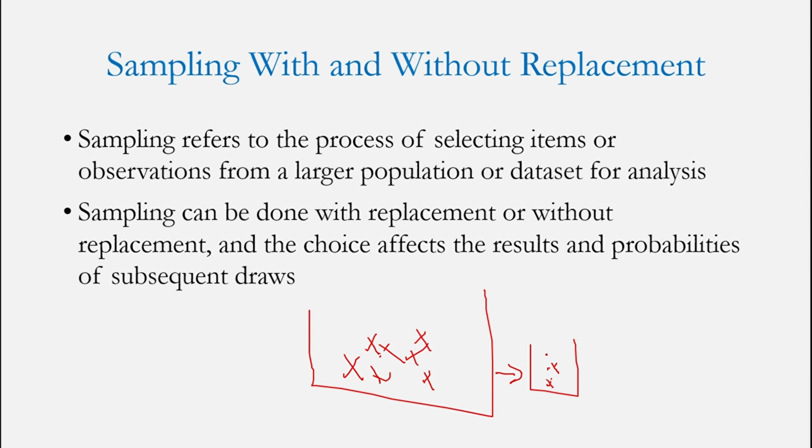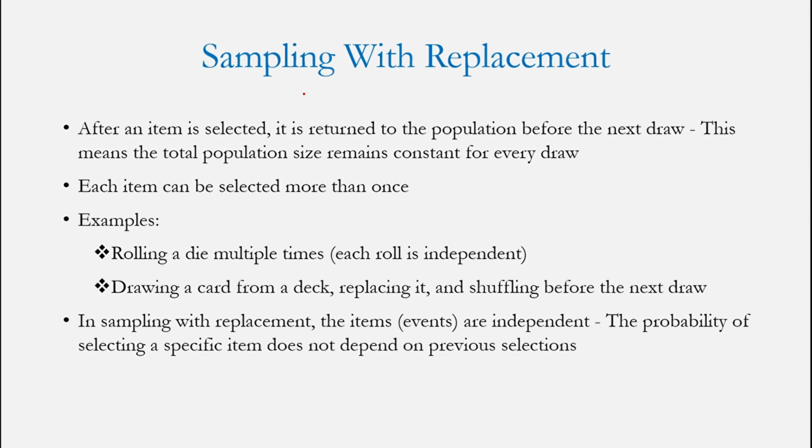So let's see in detail how we define it. When we're doing it with replacement, the item is returned to the population before the next draw, meaning that the total population size remains constant for every draw. An example is when you are rolling a die multiple times. Each time you roll, the choices remain the same. Even though you roll it 10 times, each roll is independent of the others. So this is one characteristic of sampling with replacement: each roll is independent.